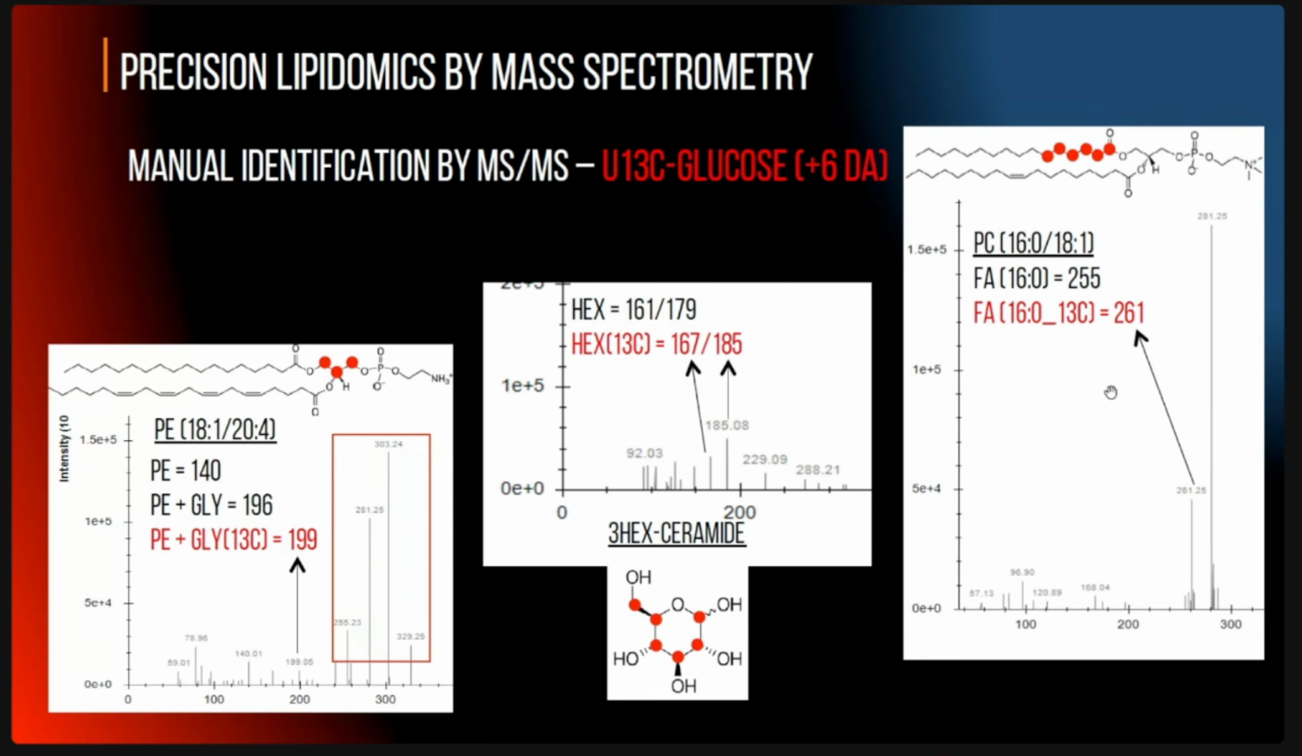And then the last example is that the label occurs not only in the glycerol moiety of phospholipids or glycerolipids, but also at the level of fatty acid chains. And then here is an example of a palmitate, which has 16 carbons being labeled with 6 of these 13C labeled carbons from glucose.